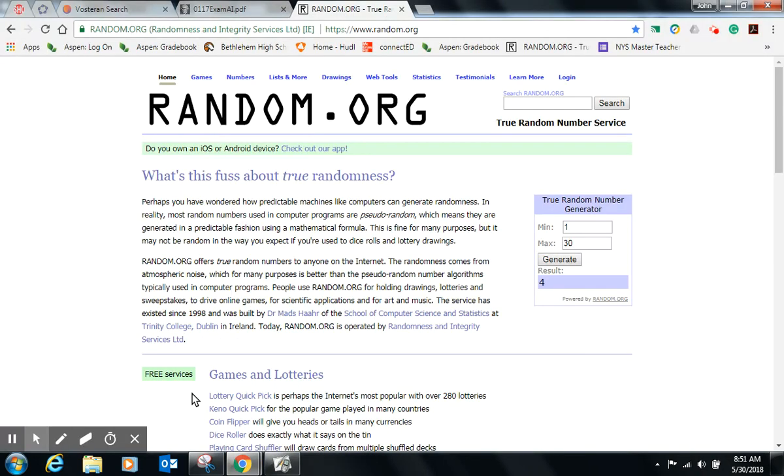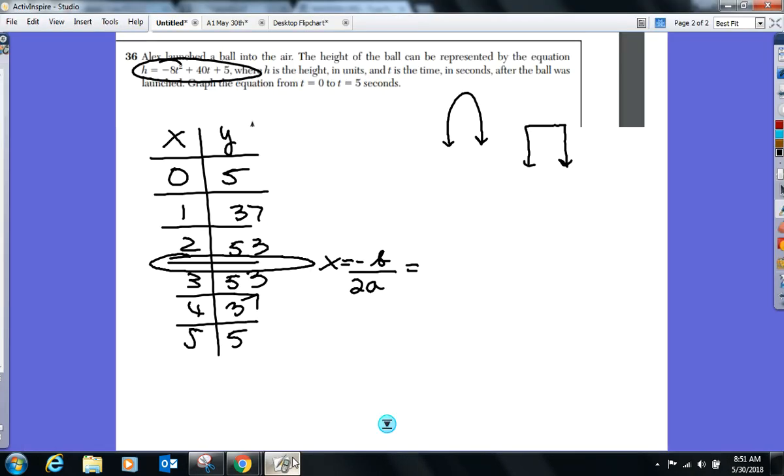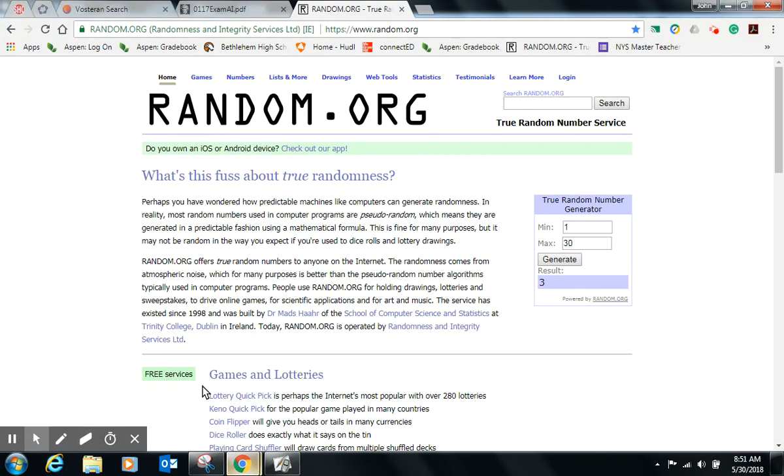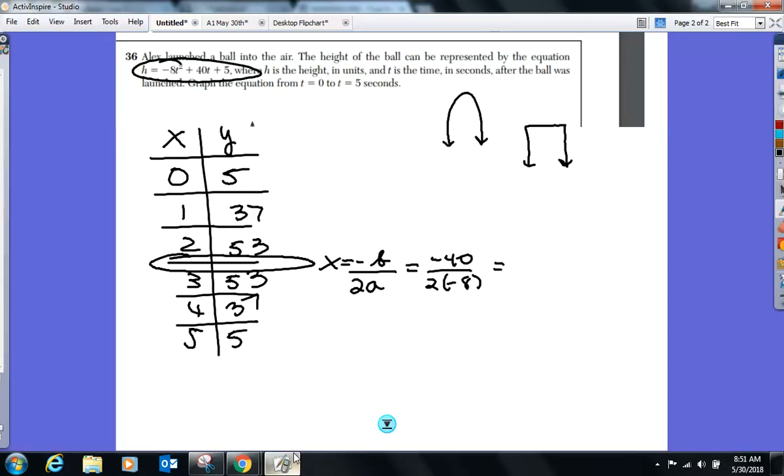Okay, help me find the axis of symmetry. What's the b value up there? 40, so negative 40 over 2 times, what's my a value? Negative 8. Everyone, if you haven't done so, what is my axis of symmetry there? What's that come out to be? x equals negative 40 over 2 times negative 8. 2.5, yep. And notice that's right between 2 and 3, so 2.5.